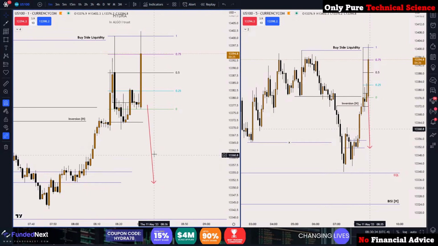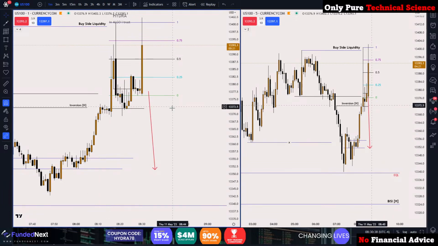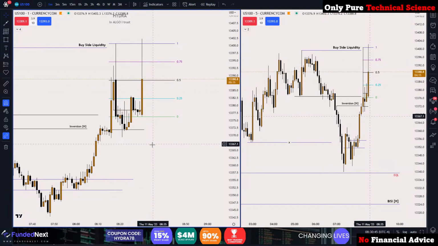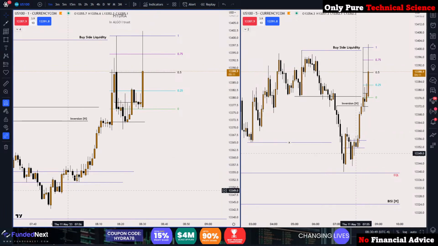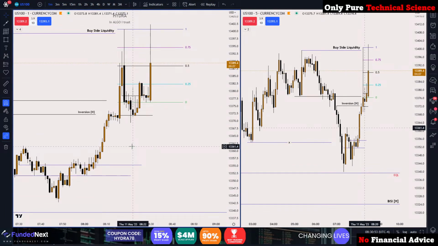And on Nasdaq, my analysis was wrong. I was expecting to see a run on sell side liquidity, but a run on buy side liquidity happened first. That's a good thing. We can target sell side liquidity right now. These relative equal lows, okay, these are untouched by price, so we can target them.